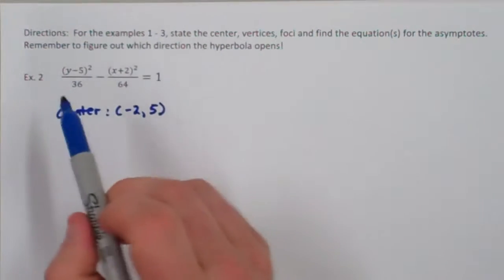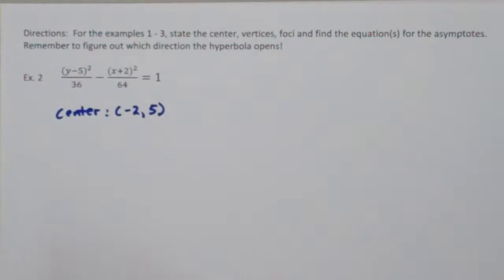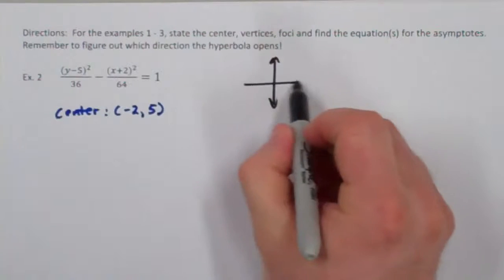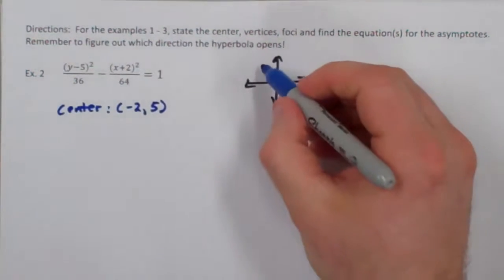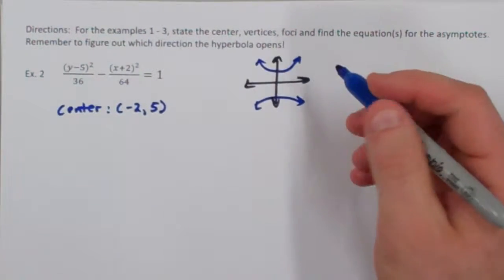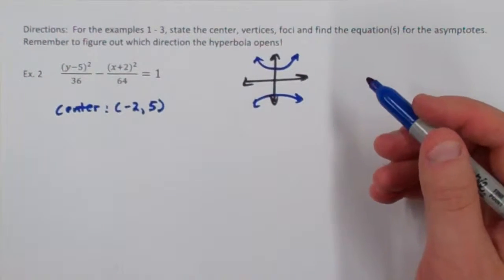So there's your center. Also, this thing opens up and down. The y term is first. So if we make a quick little sketch just to kind of remind us what's happening in general here, we can draw something that just looks kind of like this here, up and down. All right. To find the vertices, foci, and the equations for the asymptotes, we need to find a, b, and c.